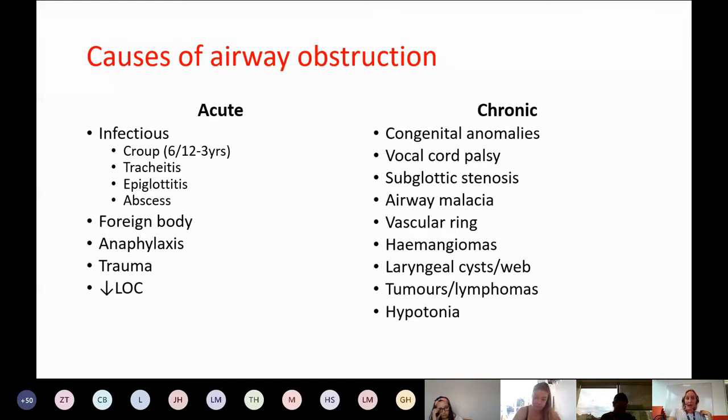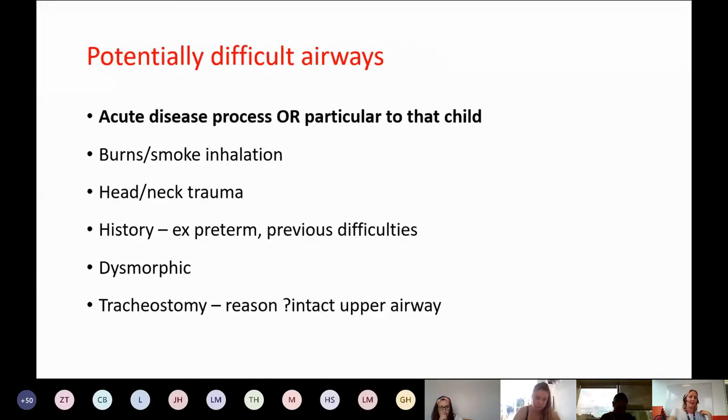The last slide on A that I just wanted to briefly put in was looking at children who might potentially have difficult airways. And these are children that maybe don't initially present with the signs of an obstructed airway, and they may have another disease process going on. But if you're going to have to do anything about their airway, it might just highlight to you the fact these children might be a real problem if anyone has to do any airway interventions. And that's children both with an acute disease or illness or reason that's brought them into hospital, be that something like burns or smoke inhalation or head or neck trauma.